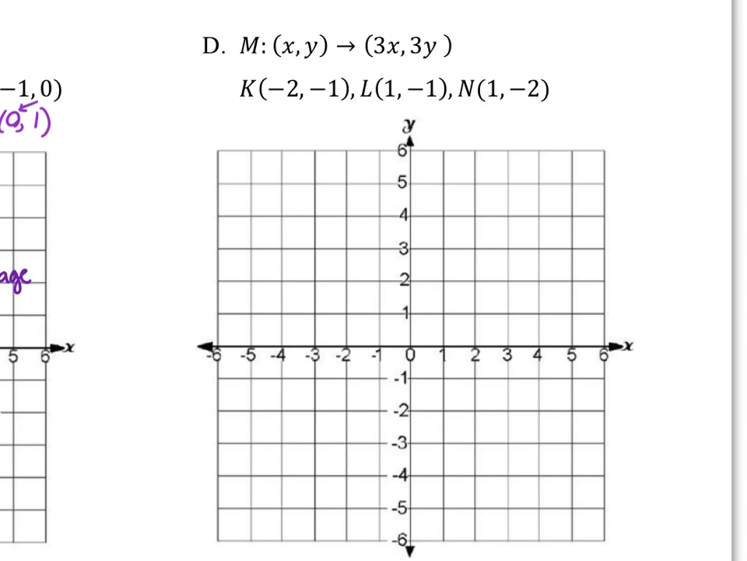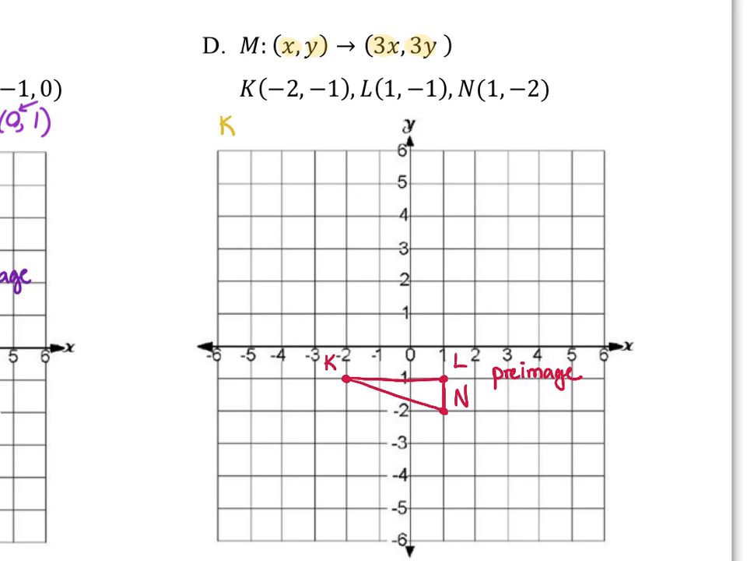Looking at the mapping statement, we can see that the new x-coordinate is going to be 3 times the old x-coordinate, and the new y-coordinate is going to be 3 times the old y-coordinate. So this mapping statement tells us that we're going to have a figure with segments 3 times as long as the pre-image. So let's go ahead and pause the video, graph the pre-image, and then turn the video back on. Next, we're going to figure out what the coordinates of the image are.